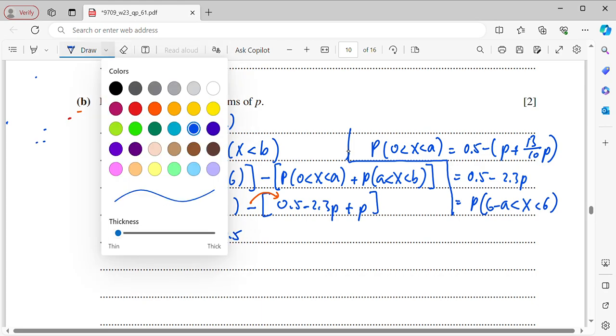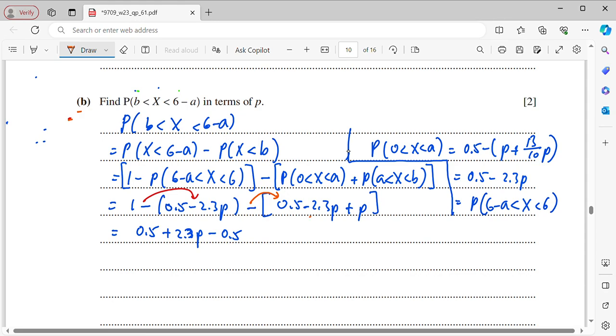Then this negative 2.3p plus 1p is negative 1.3p. Together with the minus, it will be plus 1.3p. Therefore, right, the 0.5 will be cancelled off. These two will be cancelled off. Then you will get 2.3p plus 1.3p. Therefore, the answer is going to be 3.6p. So that's your solution for part B.